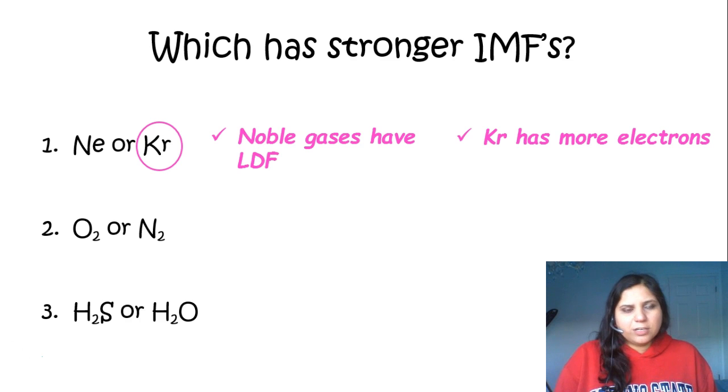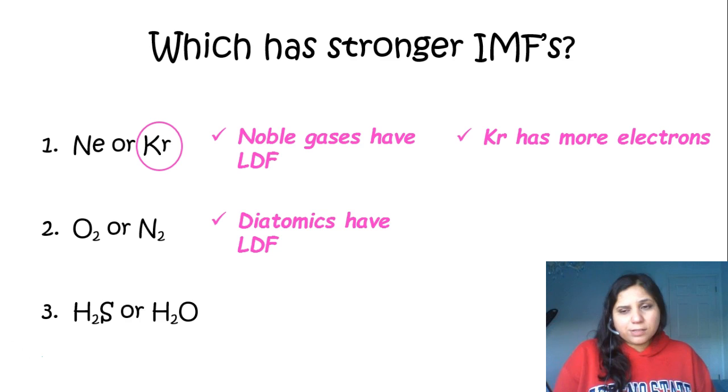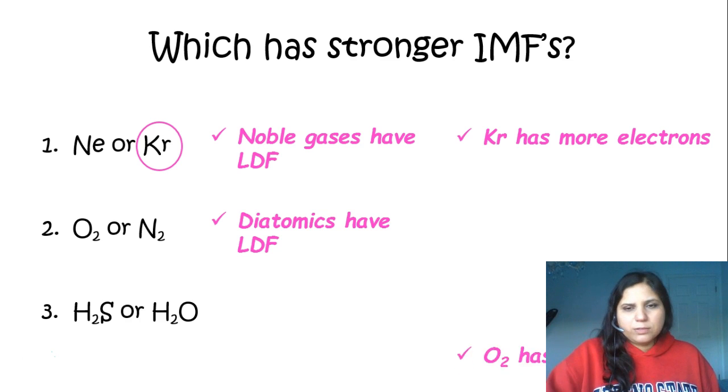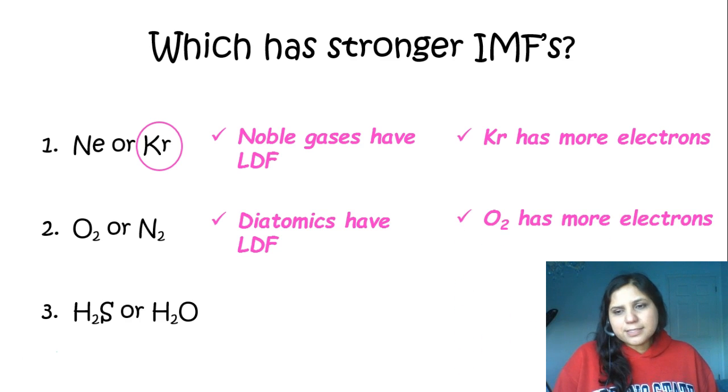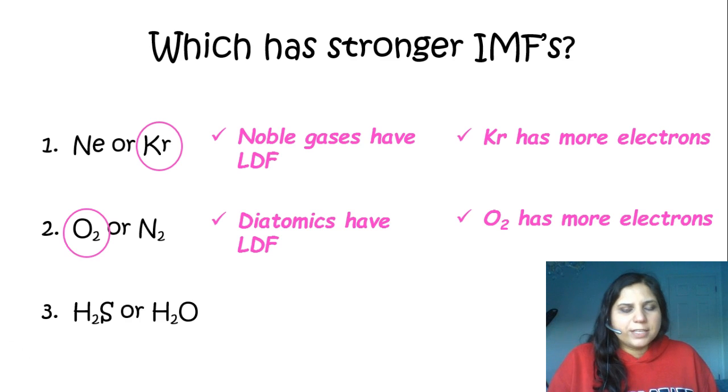All right, oxygen or nitrogen. What are these? Well, these are diatomic molecules. Okay, and diatomic molecules also have London dispersion forces. They are both the same in terms of electronegativity between oxygen to oxygen, so they aren't polar. All right, so between the two, oxygen and nitrogen, we can look again at their molar mass. Well, oxygen has a higher molar mass, therefore it has more electrons that can get shifted, and therefore oxygen has stronger intermolecular forces.